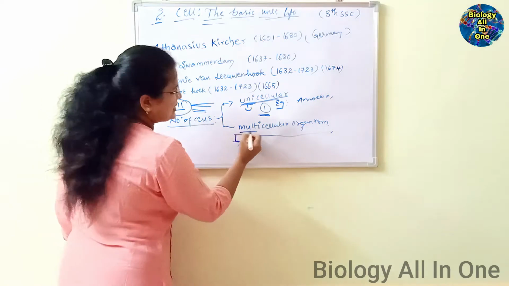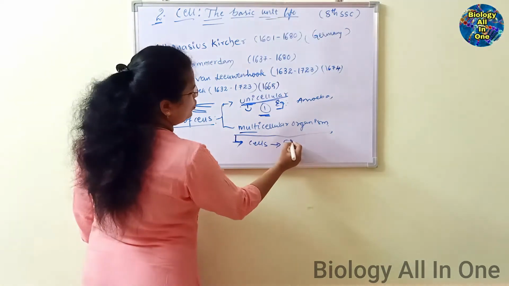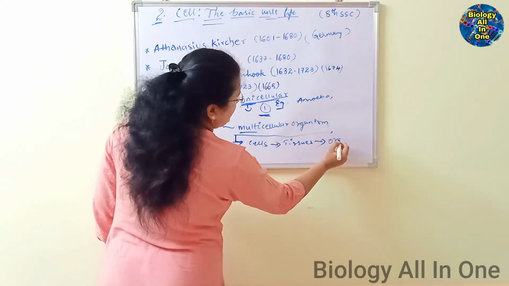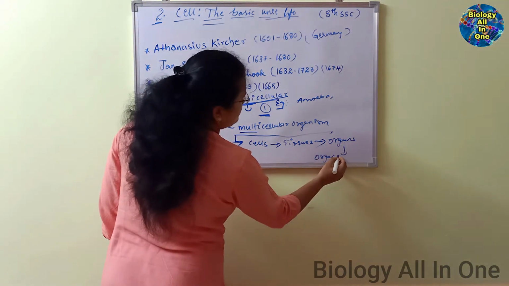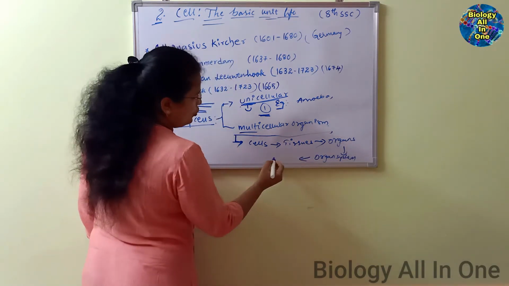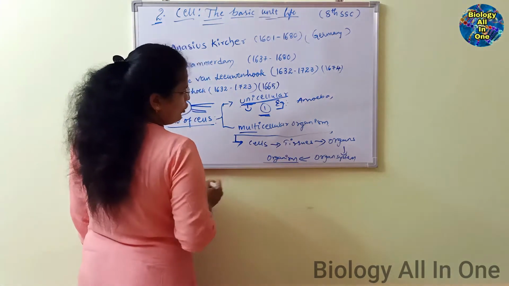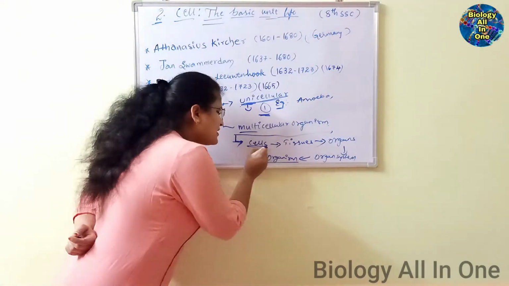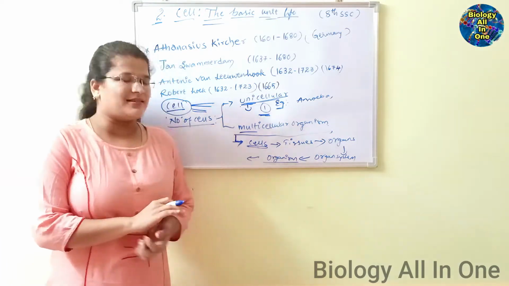If you observe multicellular organisms, here cells develop into tissues. Tissues develop into organs. Organs develop into organ systems. Organ systems develop into an organism. Organisms to the population. Here, we understand very easily by seeing this that the cell is the basic unit of life.